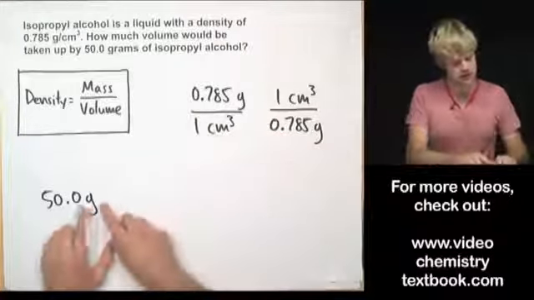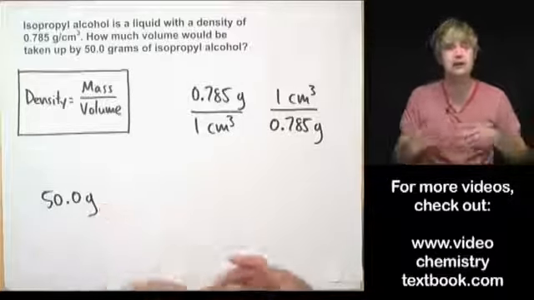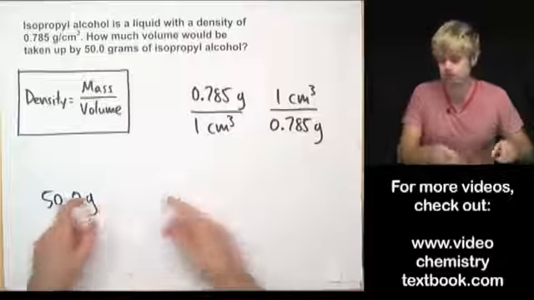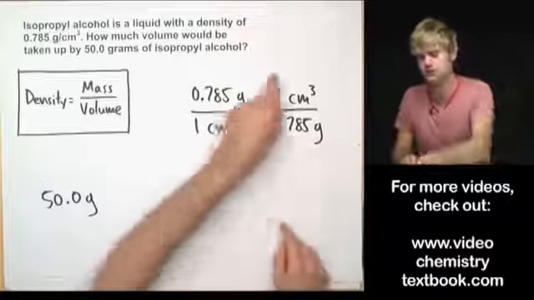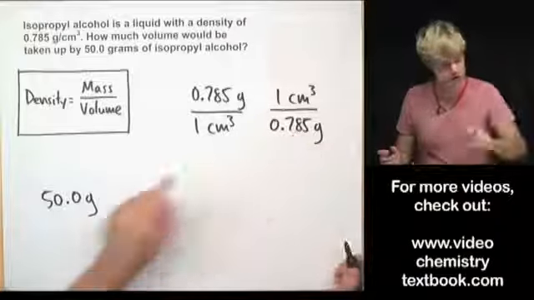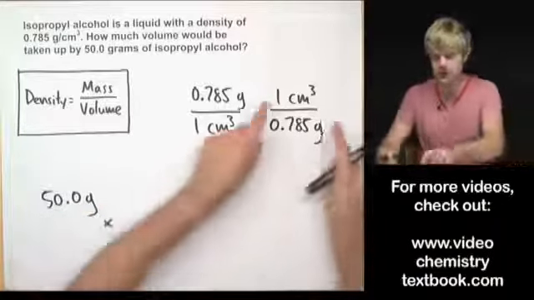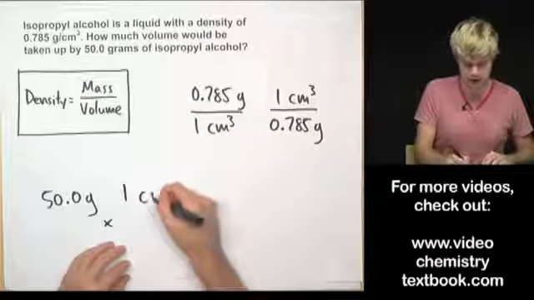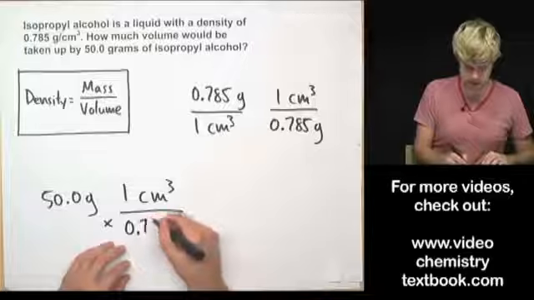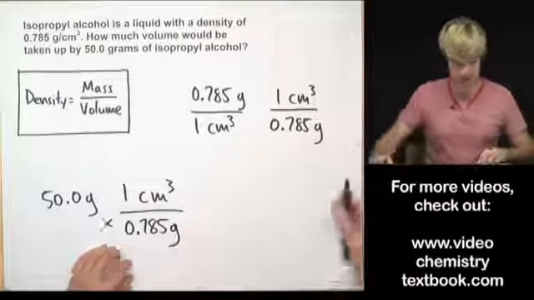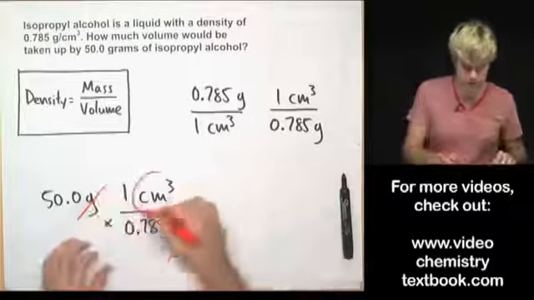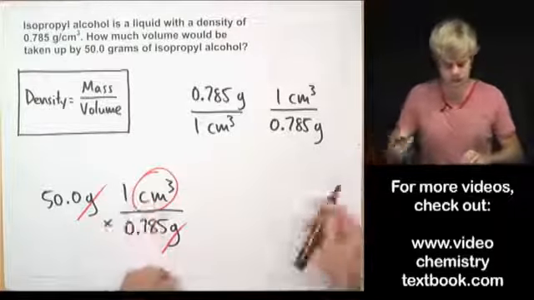I want to use the one that's going to cancel out grams from here and leave me with cubic centimeters. Since grams is going to be on the top here, I want to choose the version that has grams on the bottom. So it's this version of the conversion factor that I'm going to use. So 50.0 grams times 1 centimeter cubed divided by 0.785 grams. Grams up here, grams down there, so they cancel out. So I know that I used the right conversion factor. I'm going to be left with centimeters cubed.